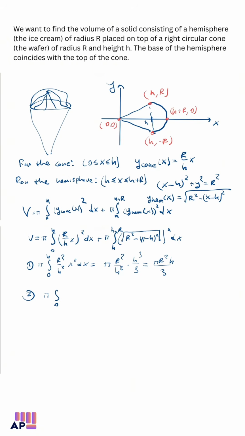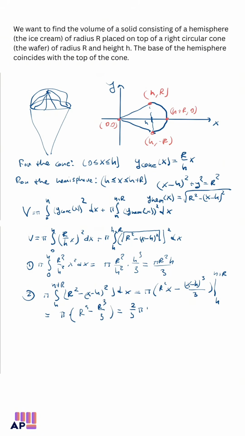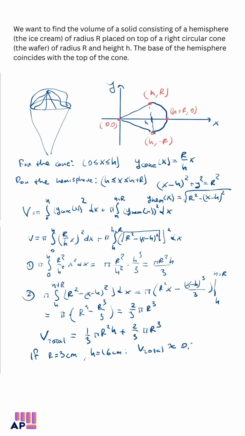The first integral is going to be pi r squared h divided by 3. And the second integral is going to be 2 over 3 pi r cubed. Wonderful. So the final volume is going to be the sum of these two volumes. And now if we take some concrete numbers and substitute them there, we'll get the exact volume of the ice cream I'm going to eat right now.